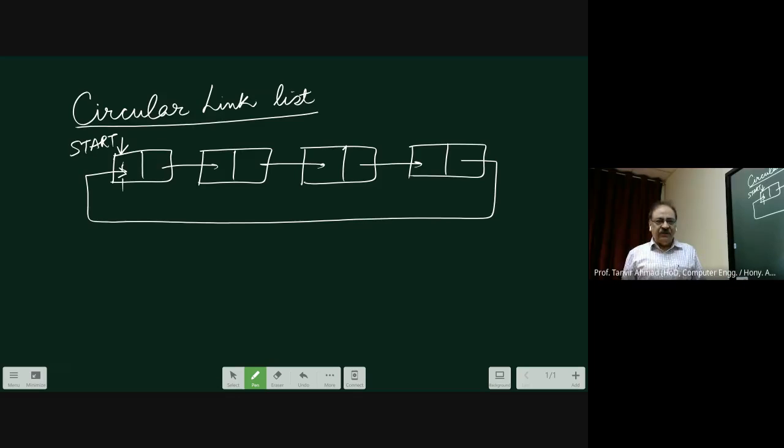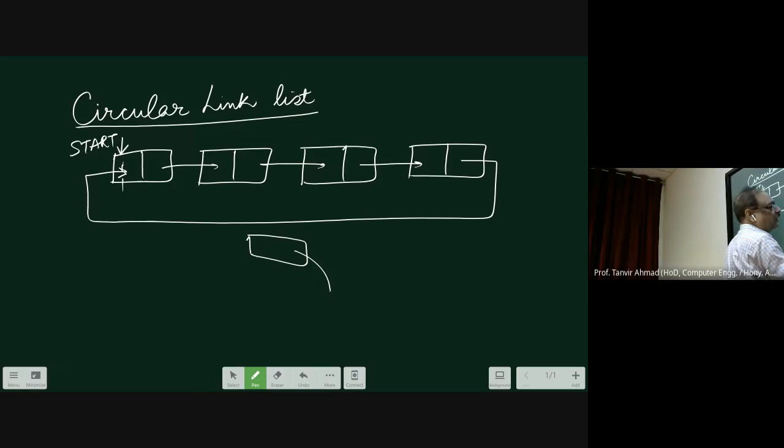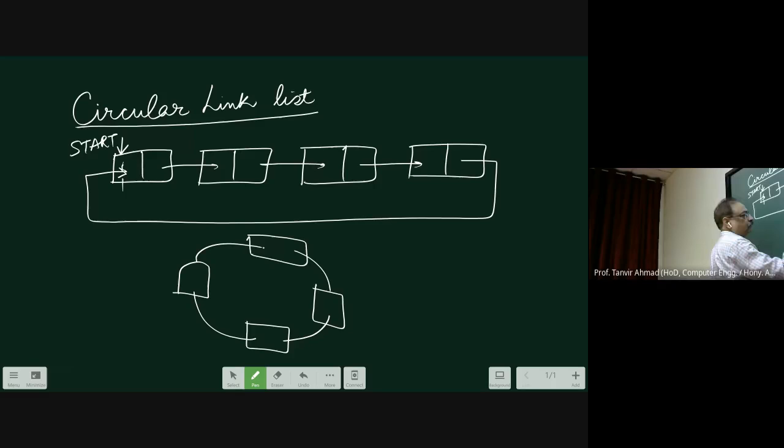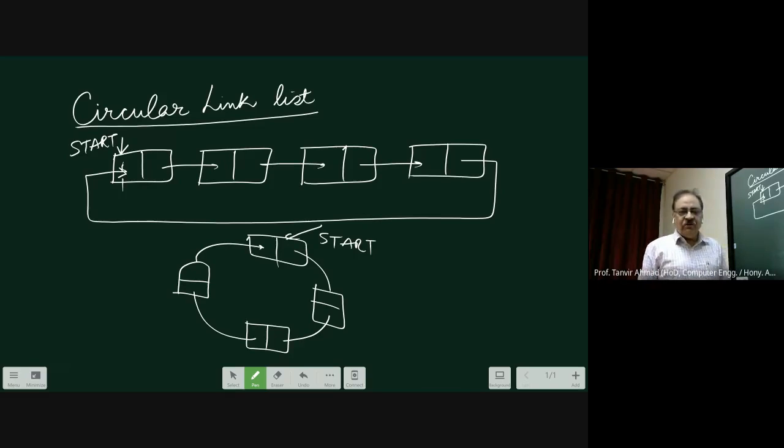Now, if I can simulate this, it could be simulated as a circular queue also. Therefore, I can also draw it like this. Suppose I have one pointer over here, which is start, and there are four nodes. Now here, the condition while T of link is not equal to null will not work because there will be no null over there.